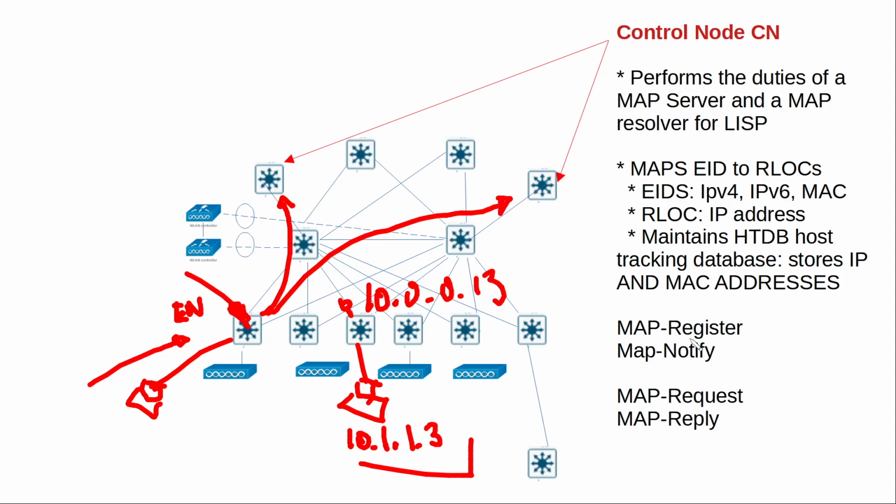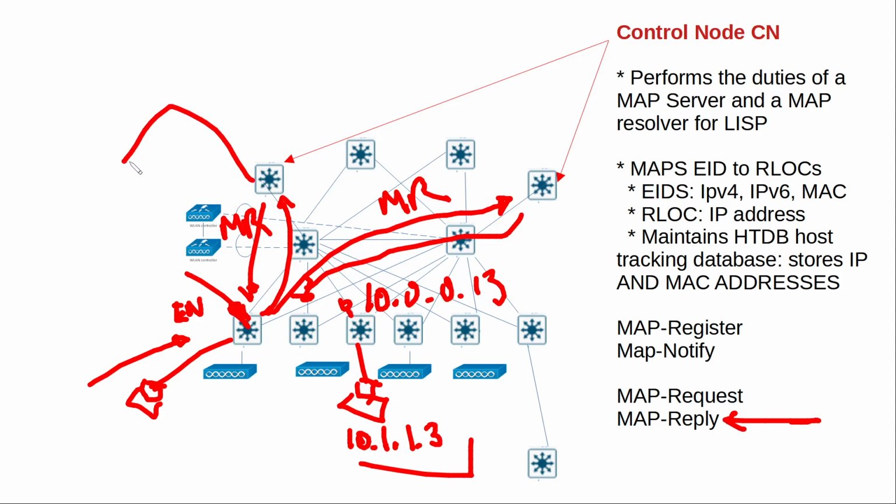So in order to do that, it will send a map request message in order to ask where is 10.1.1.3 located in the network. And these nodes will have to answer with a map reply message, including the information to where this destination is located. In order to do so, they will have to query the database.